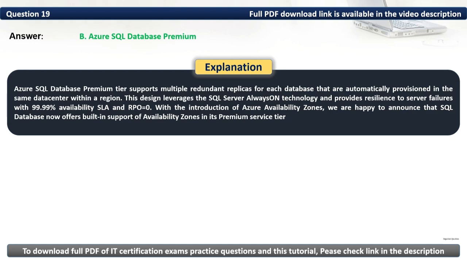Azure SQL Database Premium tier supports multiple redundant replicas for each database that are automatically provisioned in the same data center within a region. This design leverages SQL Server Always On technology and provides resilience to server failures with a 99.99% availability SLA and RPO equals 0. With the introduction of Azure Availability Zones, we are happy to announce that SQL database now offers built-in support of availability zones in its premium service tier.